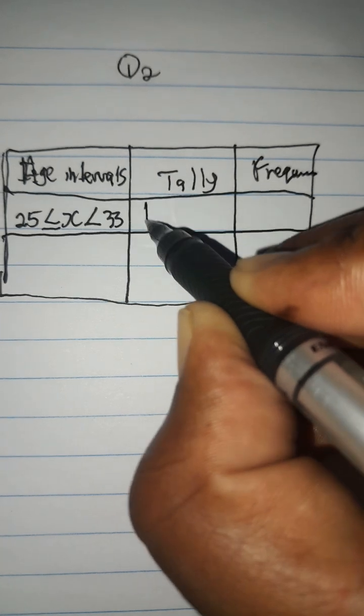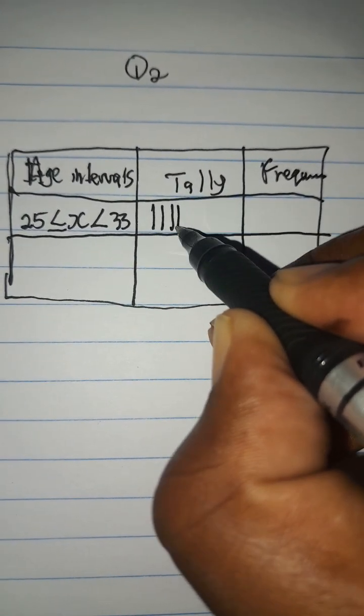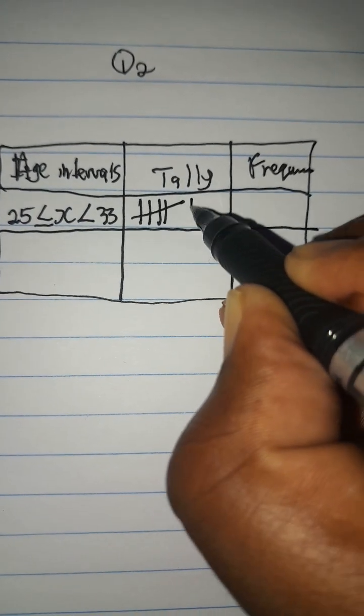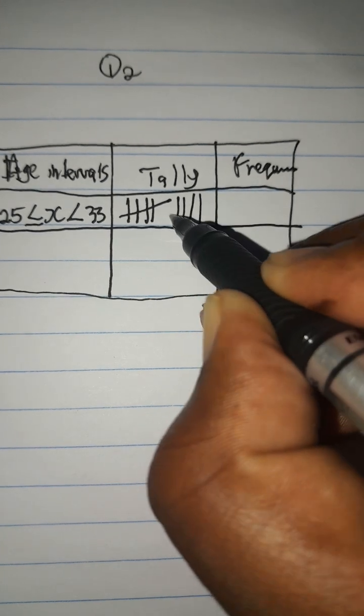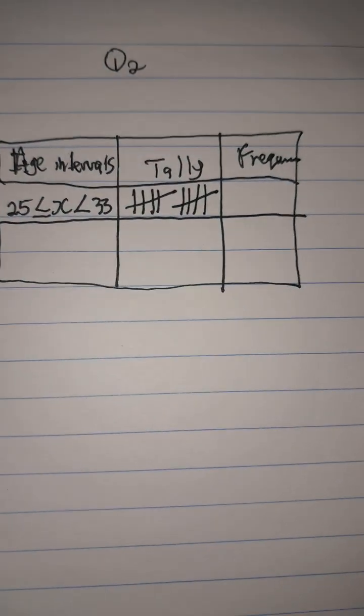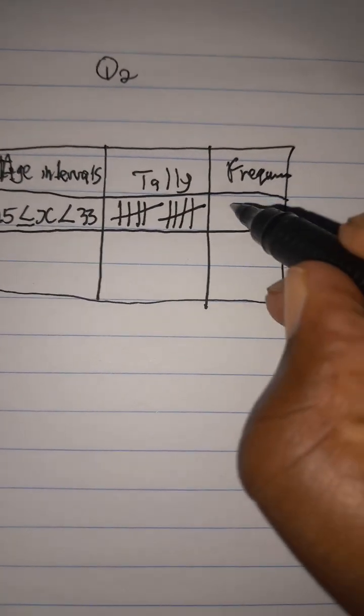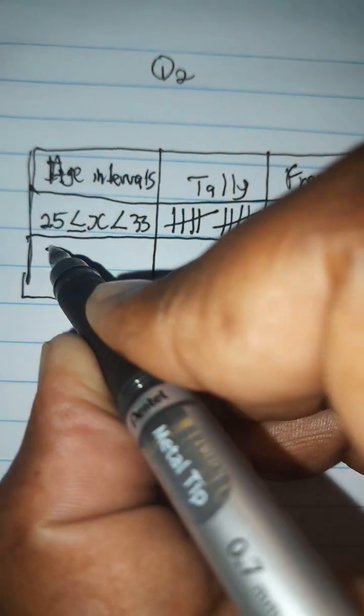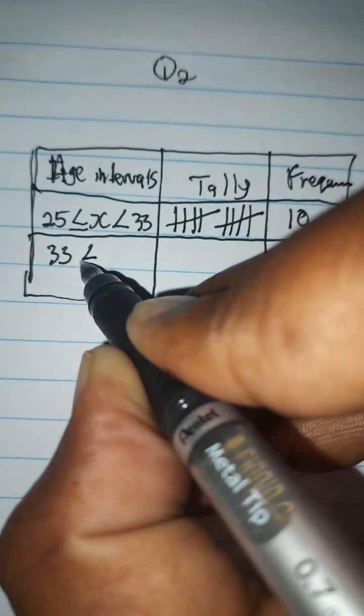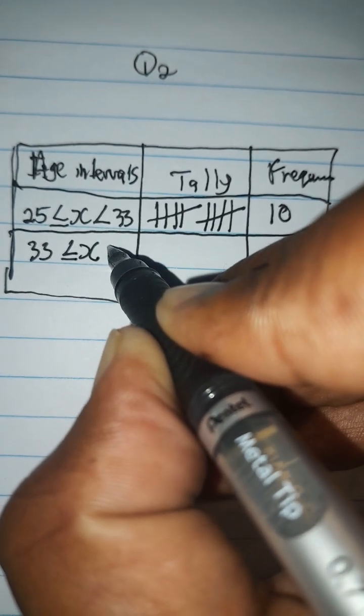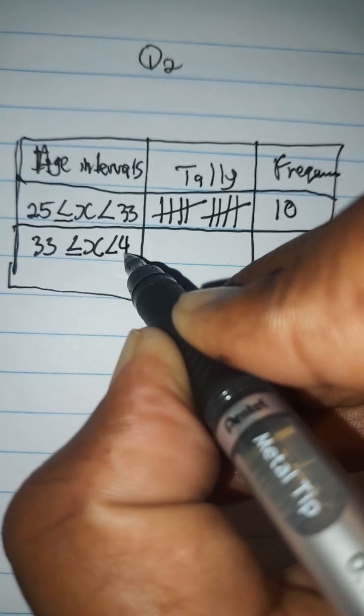Let's fill the first part. Here we said there are 10. So this will be 1, 2, 3, 4, 5. Then this is how you're going to put the stroke. Then as well as this. This is how you're going to put your strokes. So we are having how many here? 10. So we go to the second one, which is 33, less than or equal to x, but less than 41.